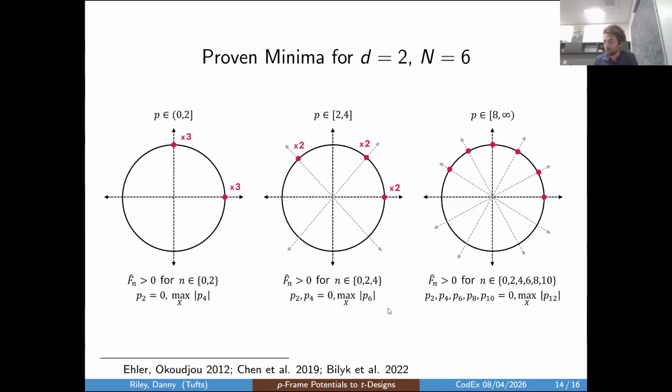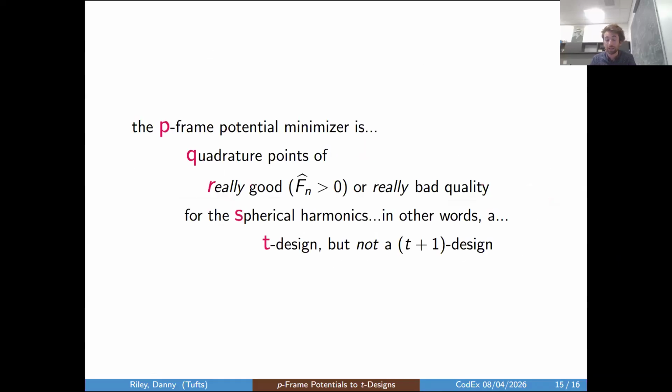So the fact that the minima of the P frame potential are equivalent to the minimum of these right here gives us some insight into what the P frame potential is actually minimizing and to determine how we might go about doing this in the cases where our linear programming techniques are asking too much of our configurations. So just to summarize, you could say that the P frame potential is quadrature points of really good strength or really bad for spherical harmonics. So we want a T design, but not a T plus 1 design for a well-chosen value of T. So I'll leave it there.